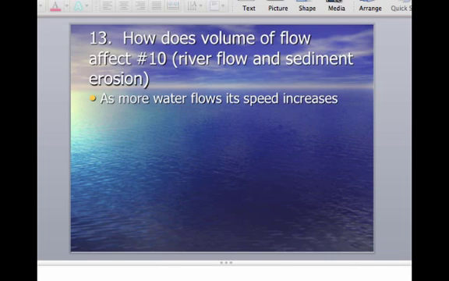So how does this affect the speed of the river and the amount of sediment it can erode? Well, the more water you have, the more speed it has and the more load it can carry. So the volume of water, you can have a little trickling stream and it's not going to carry much debris, or you can have a deeper river and it can carry a lot more particles and a lot more sediment, and it goes a lot quicker. So you're not going to get swept away in a creek, but you can get swept away in a river.